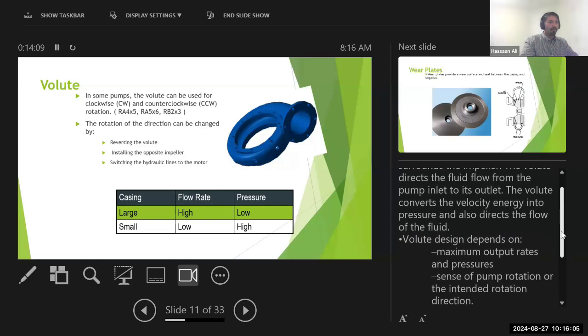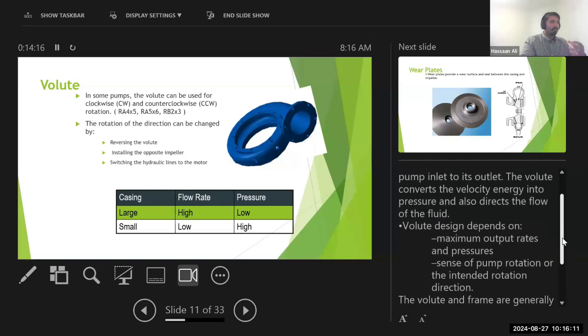The design of the volute will depend upon the maximum output flow rates and pressure that you require. It also depends upon the sense of pump rotation and the intended pump direction. The volute is so important that the volute design can actually change a clockwise pump direction into anti-clockwise. If the pump is being discharged over here, you can extend the size of this volute and it will discharge in a counterclockwise direction.